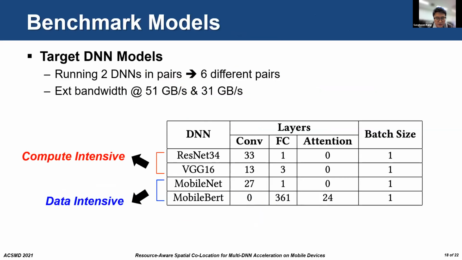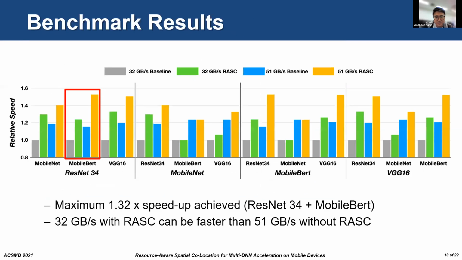The proposed resource-aware collocation method is benchmarked using 4 different DNN models, including ResNet, VGG, MobileNet, and MobileBERT. We synthesized 6 different workloads with different pairs of DNNs and ran under 2 different external bandwidth conditions, including 51 GB per second and 31 GB per second, which corresponds to LPDDR5 and 4's external bandwidth. This slide shows the benchmark results.